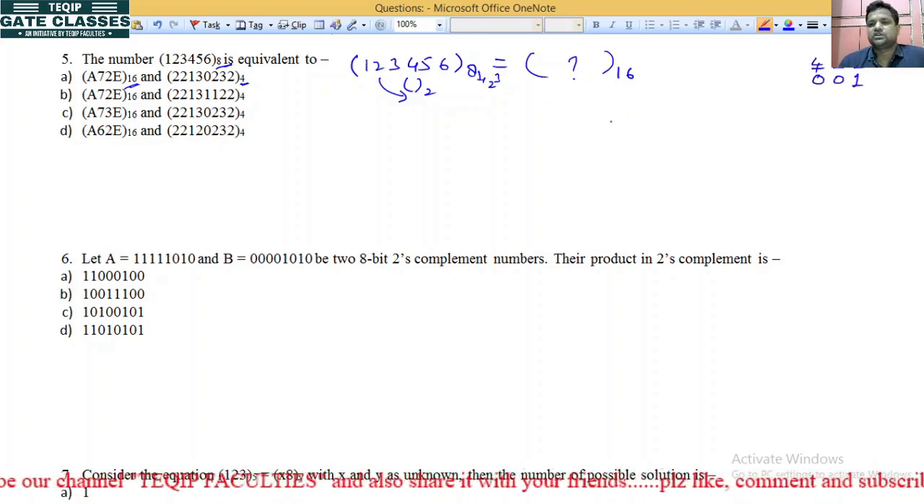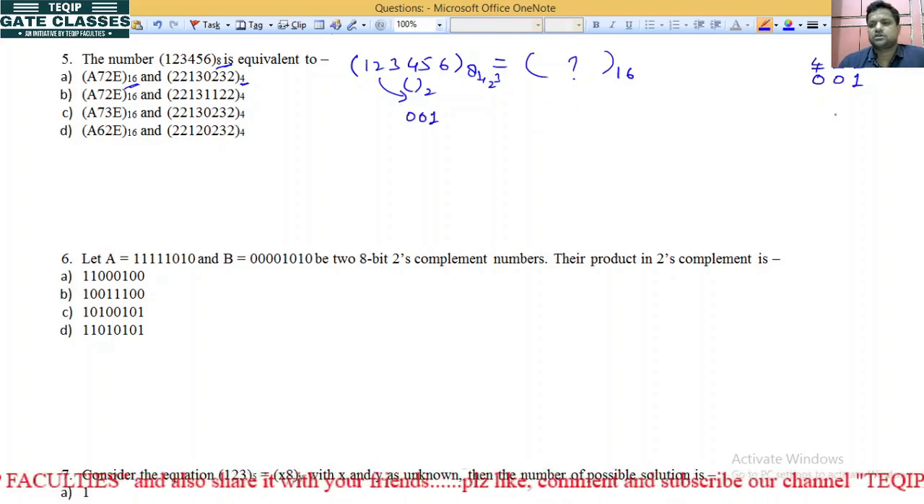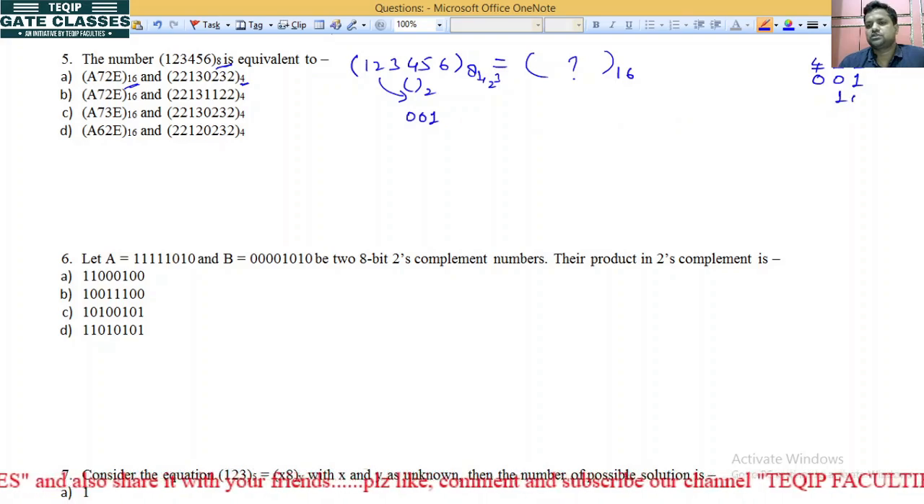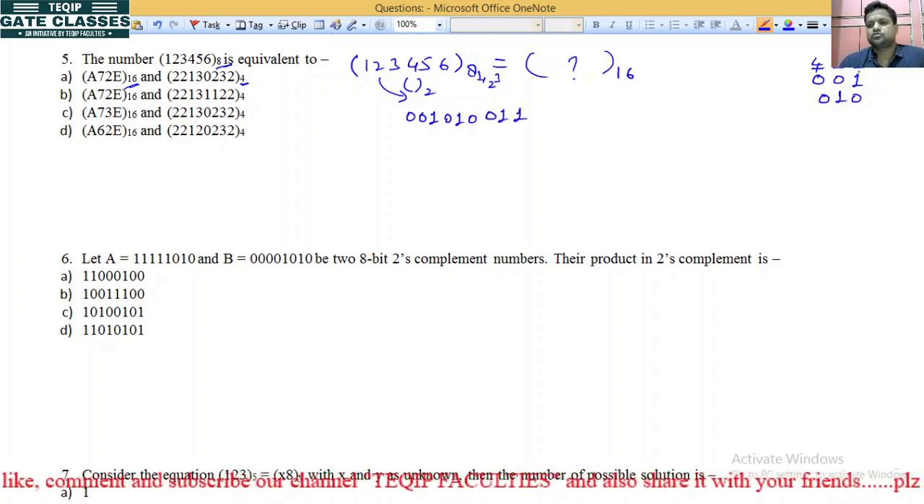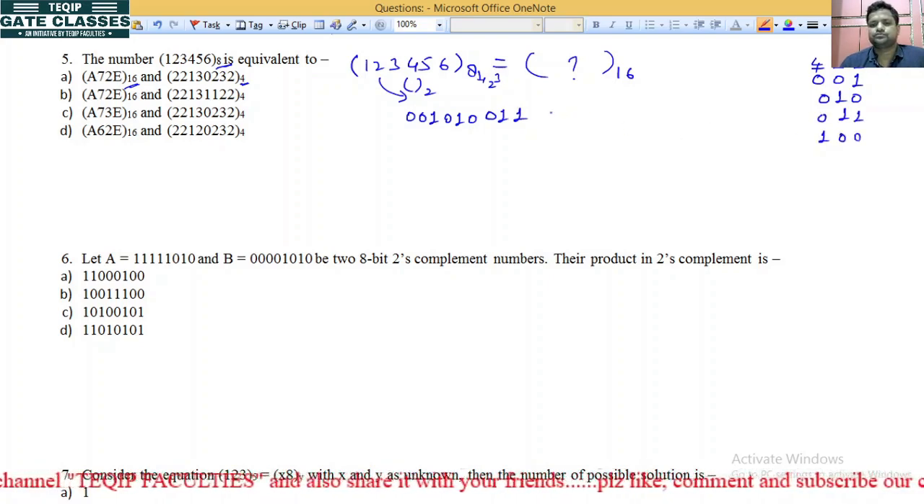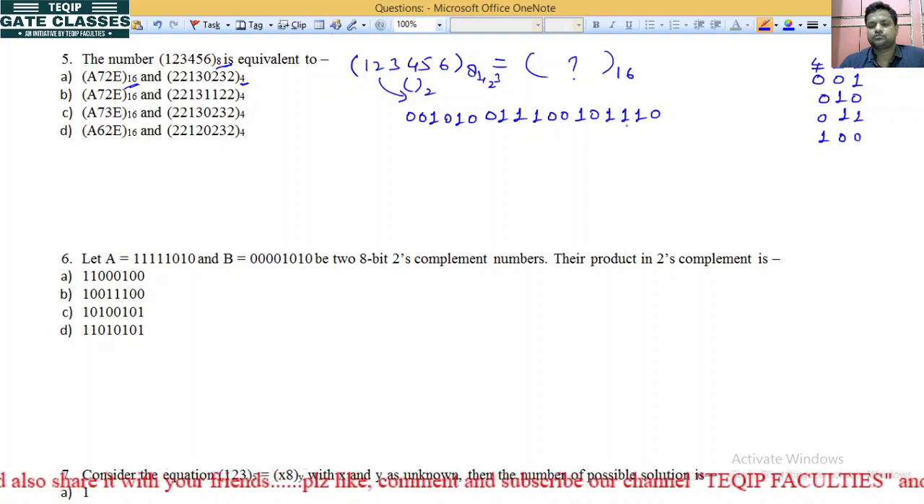001. We have already done this many times. It will be 001. I want 2, so we take this one, the rest will be 0. It will be 010. I want 3, so it will be 011, because 2 plus 1 is 3. I want 4, it will be 100. I want 5, 101. I want 6, 110, okay?